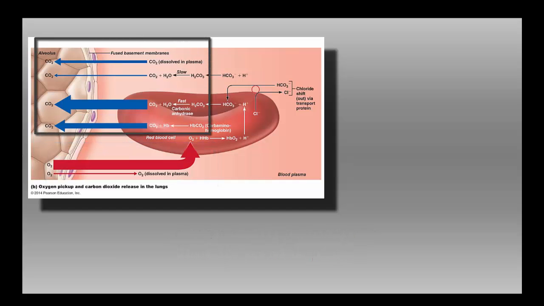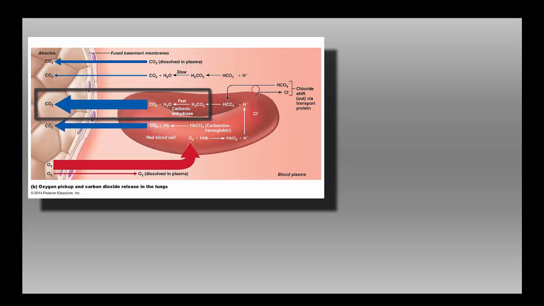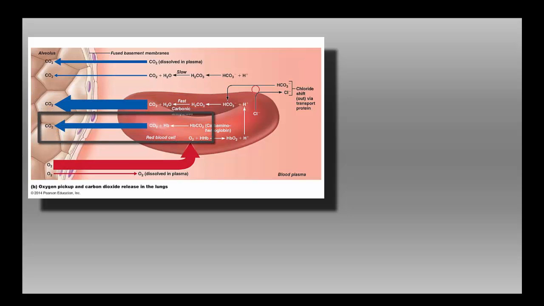Carbon dioxide, on the other hand, is more soluble in water, so a larger amount will be dissolved in the plasma. But the majority of carbon dioxide is converted to bicarbonate. And within the red blood cells, this reaction is very fast because of the action of the enzyme carbonic anhydrase. And the third way that carbon dioxide is transported is bound to hemoglobin. Now remember, carbon dioxide binds to the protein portion of hemoglobin, whereas oxygen binds to the heme.